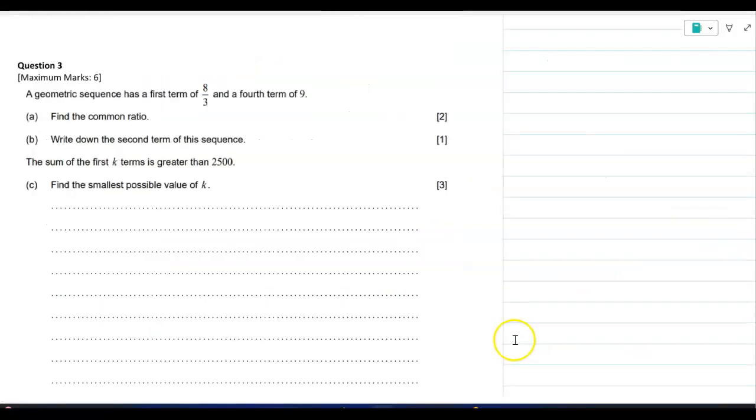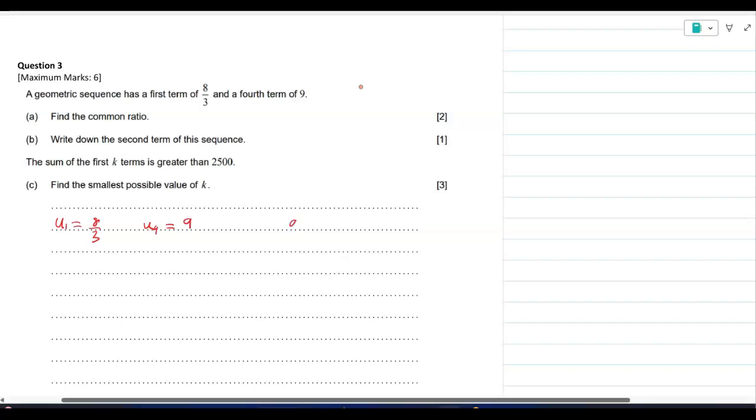Now there's a question on geometric and arithmetic sequences. Un equals U1 r to the n minus 1. So the geometric sequence has first term equal to 8/3. U1 is 8/3 and U4 is 9. That's what we know. Find the common ratio. So Un is equal to U1 r to the n minus 1.